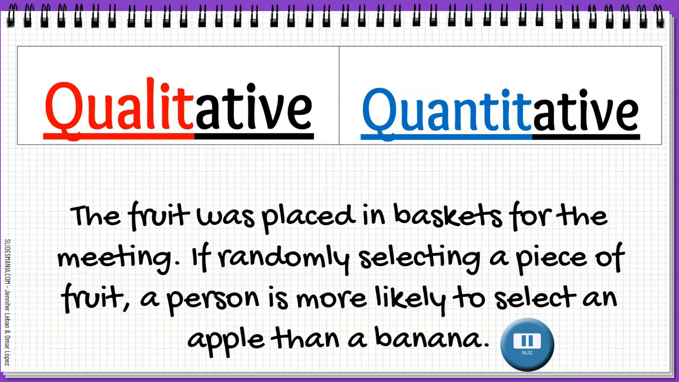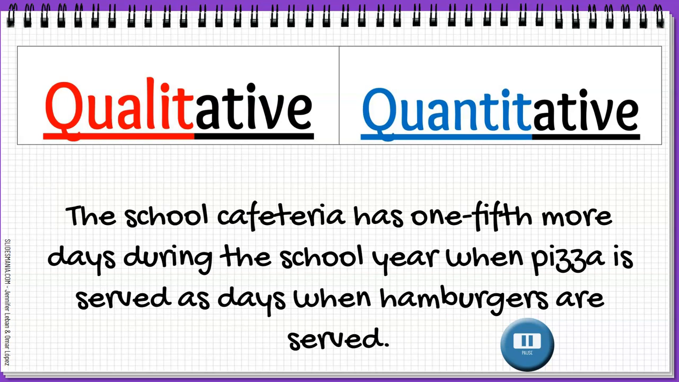The fruit was placed in baskets for the meeting. If randomly selecting a piece of fruit, a person is more likely to select an apple than a banana. Pause the video. All right, let's see how you did. This statement is a qualitative statement, more likely. It didn't give us a number, it just told us it would be more likely. All right, let's try our next one.